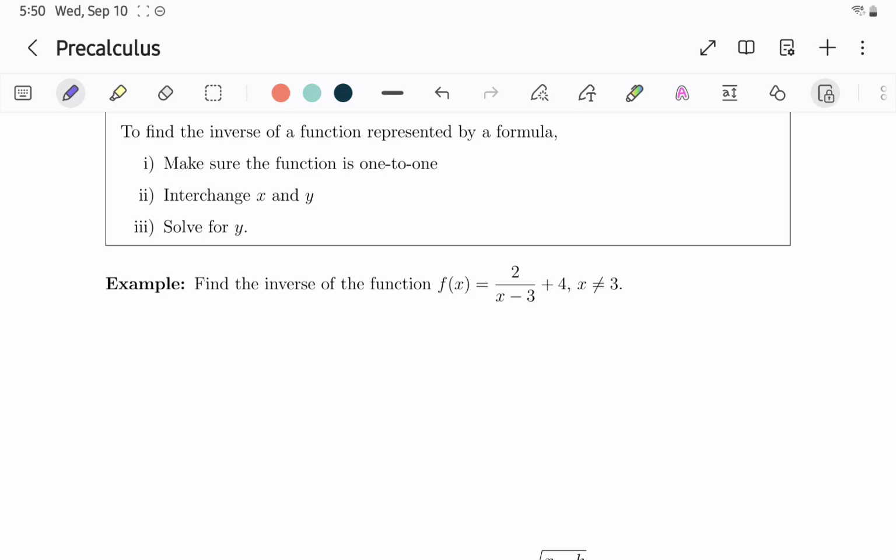So with that out of the way, let's go ahead and copy down the formula for f of x, but instead of writing f, we are going to write y on the left-hand side. So we have y equals 2 over x minus 3, and then plus 4. Okay, and then now just like the steps say, we are just going to interchange x and y in this equation here. So doing the interchange, we are going to have the equation x equals 2 over y minus 3 plus 4.